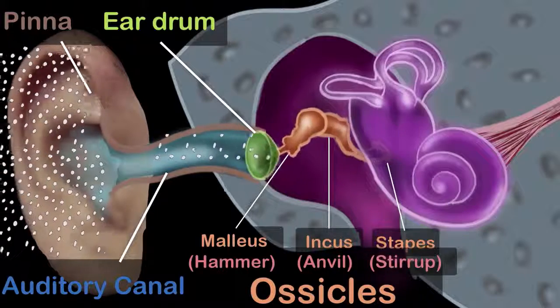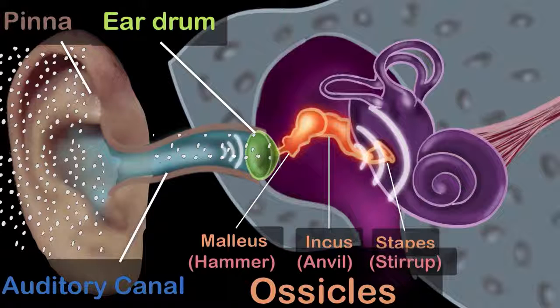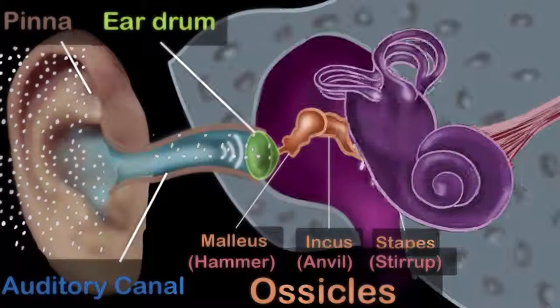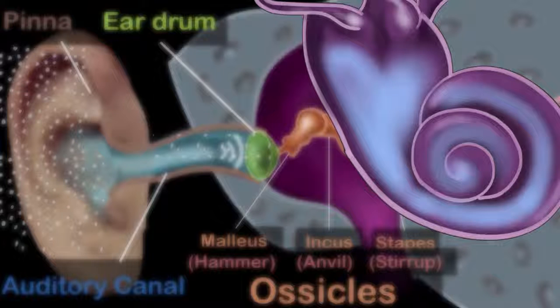to the inner ear. Now their main job is to increase or amplify the pressure of the sound waves when it reaches the inner ear. But why do we need to increase the pressure of the sound waves? Because as we will see, the inner ear consists of a liquid, not air. So the vibrations must transfer into a liquid.